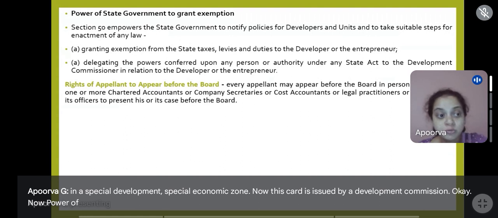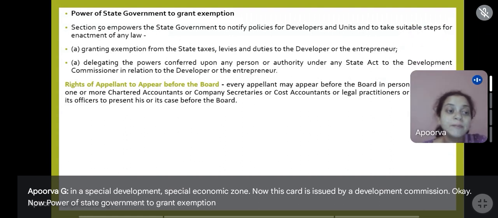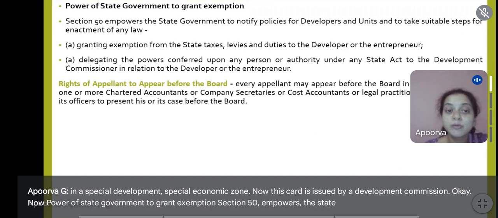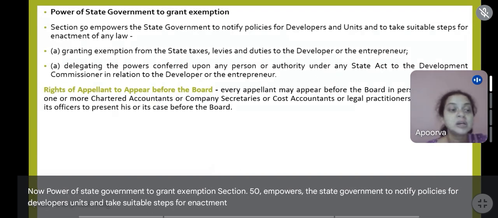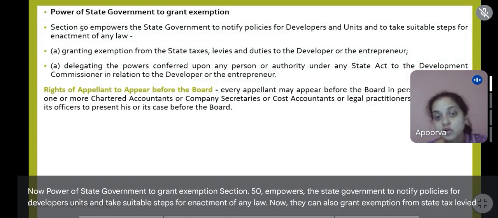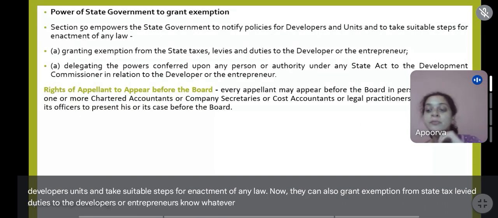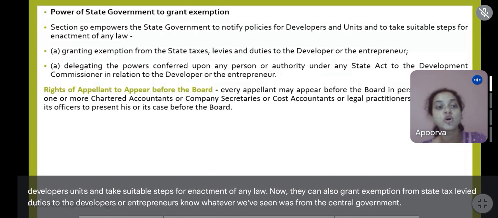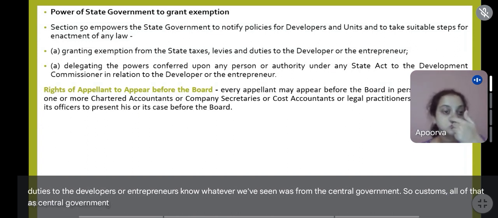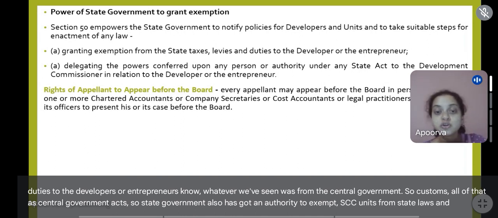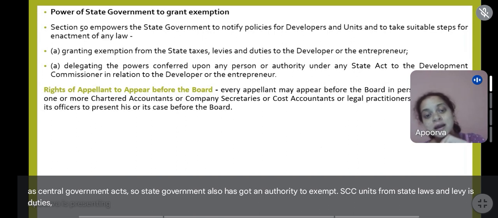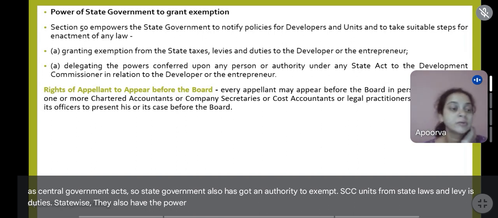Okay. Now, power of state government to grant exemption. Section 50 empowers the state government to notify policies for developers, units, and take suitable steps for enactment of any law. Now, they can also grant exemption from state tax, levies, duties to the developers or entrepreneurs. Now, whatever we've seen was from the central government, so customs, all of that are central government acts. So, the state government also has an authority to exempt SEZ units from state laws and levies, duties, state-wise. They also have the power to exempt it.